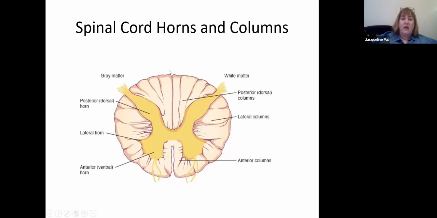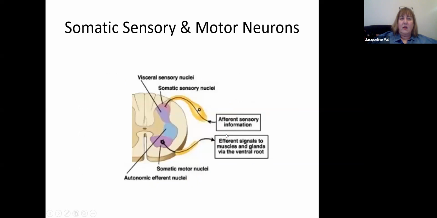The white matter are called columns, and so we're going to have a dorsal column, a ventral column, and then between the two horns laterally we will have a lateral column. So outside the spinal cord, we have the peripheral nervous system.